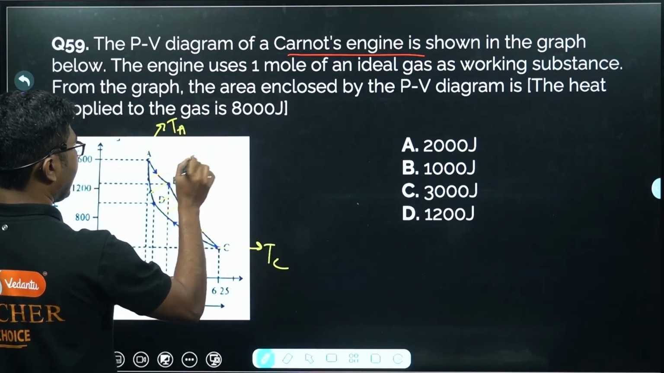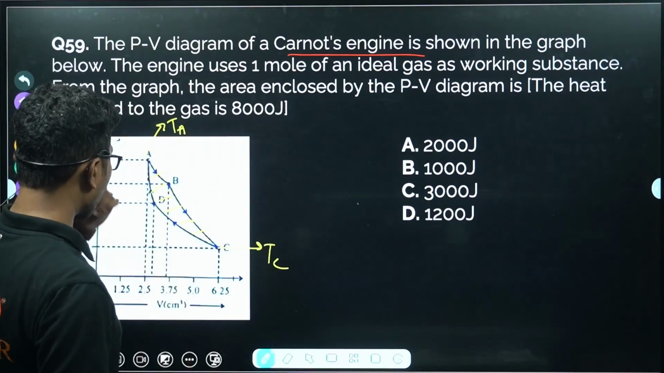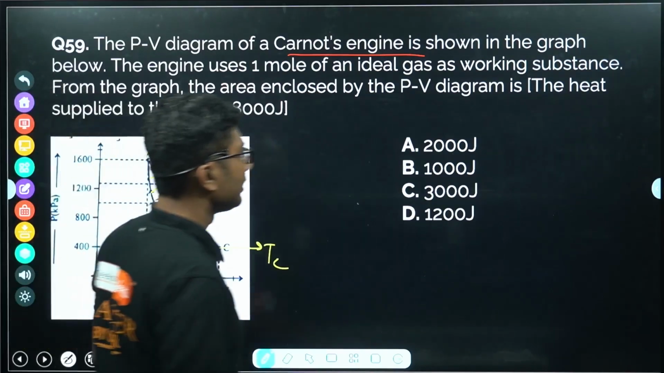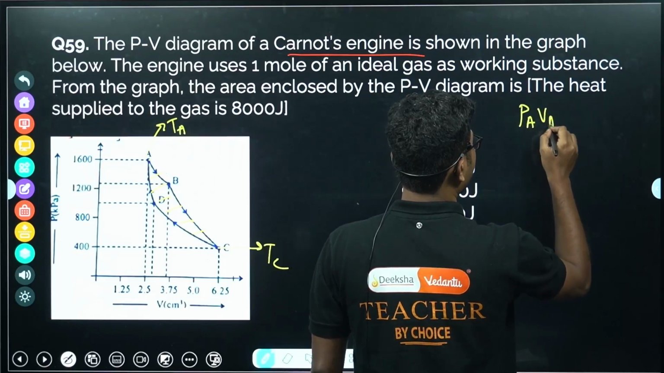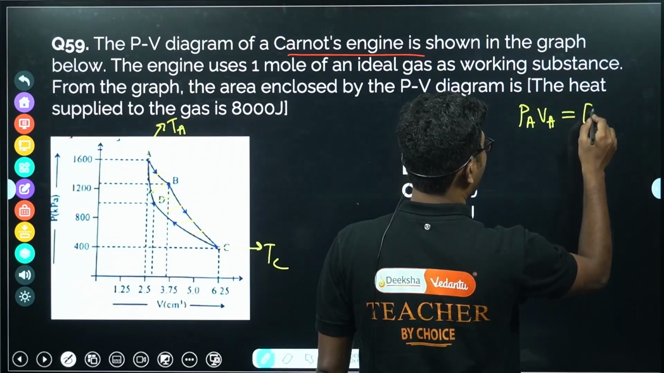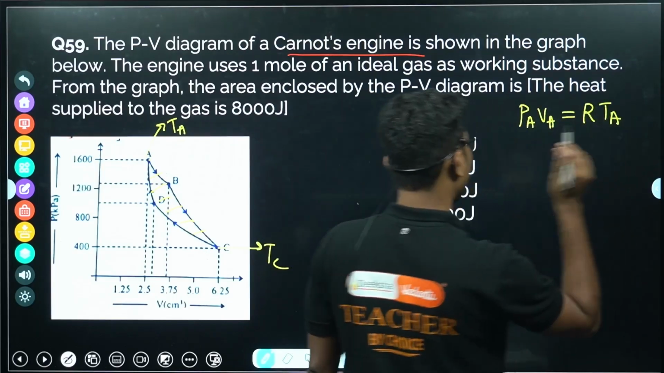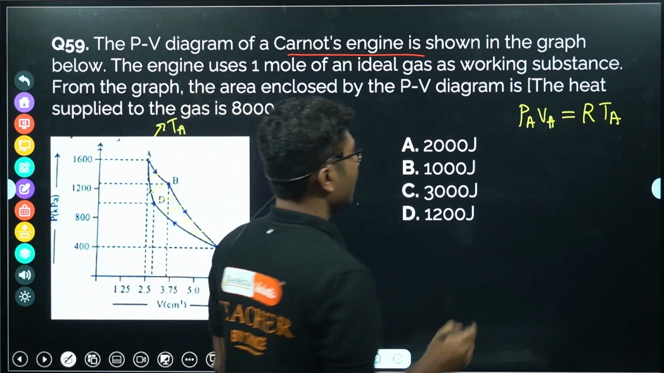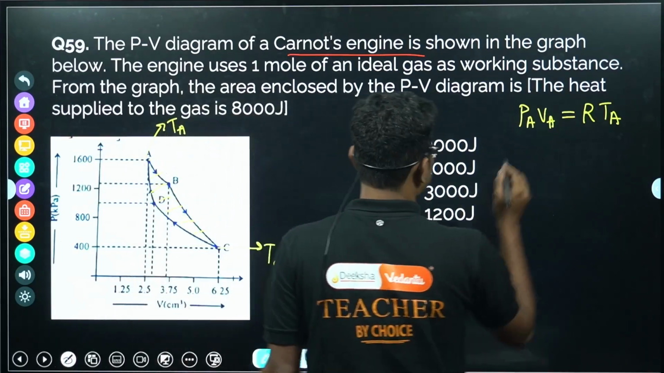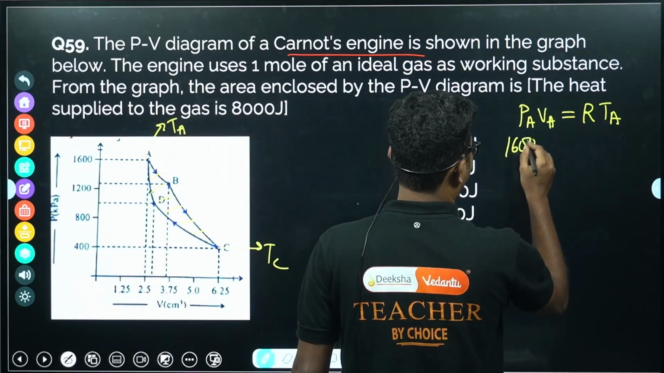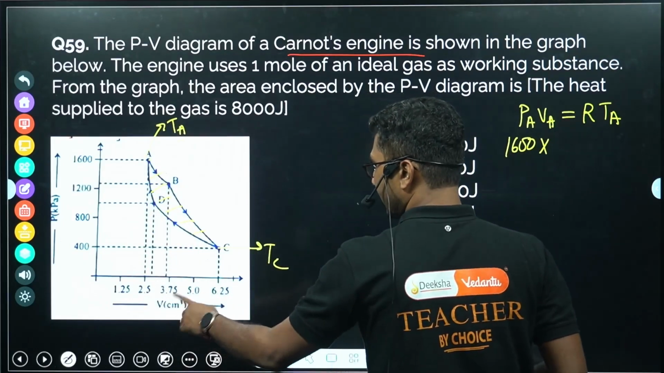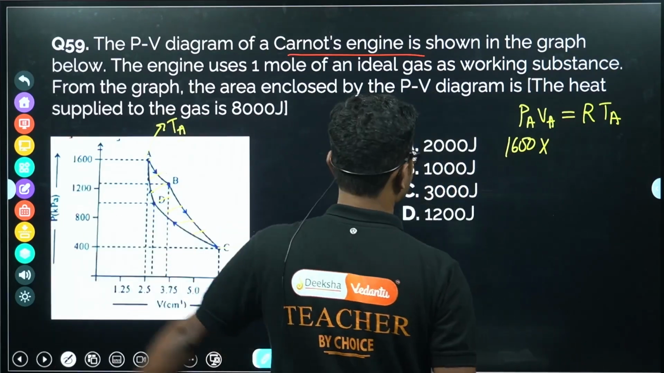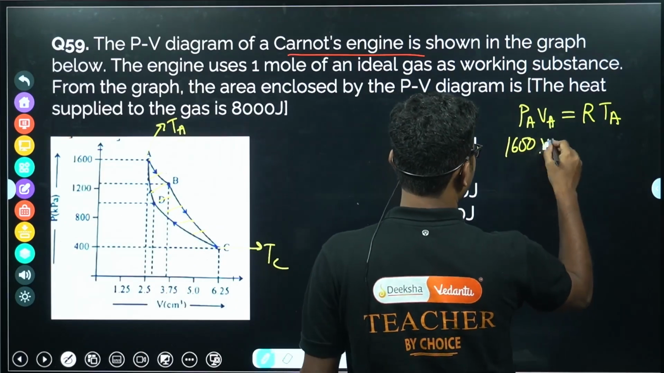Okay, and since this is an isothermal process, at this point we can write PAVA equals RTA. So we can use this. PA is 1600, VA is 2.5 centimeter cube, and this is in kilopascal.